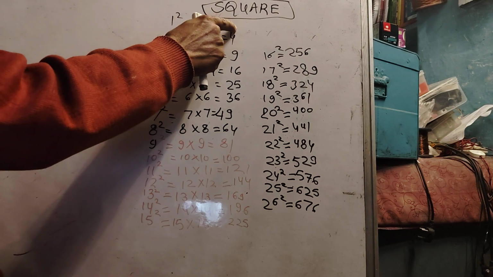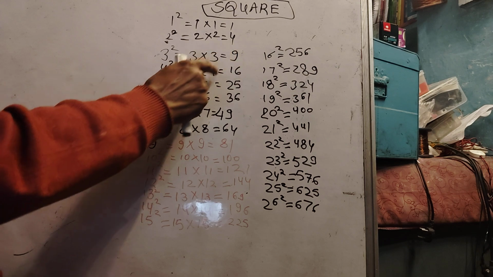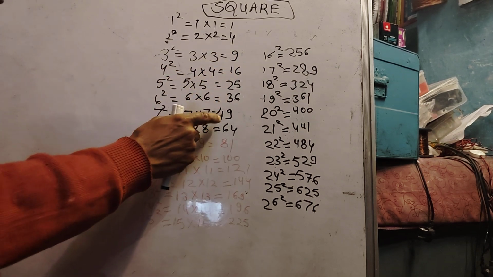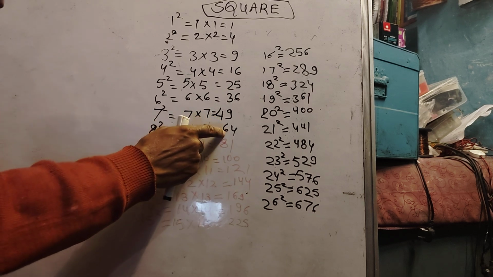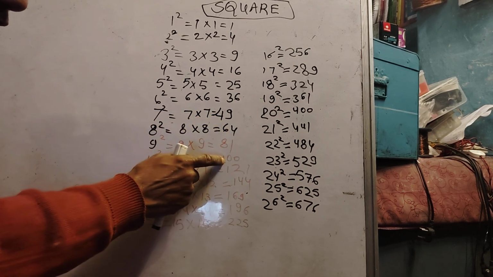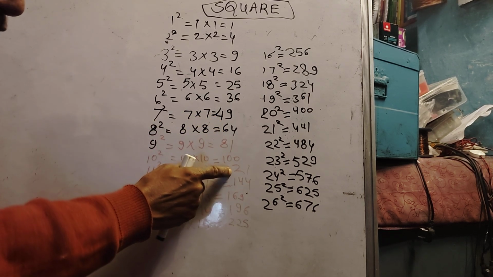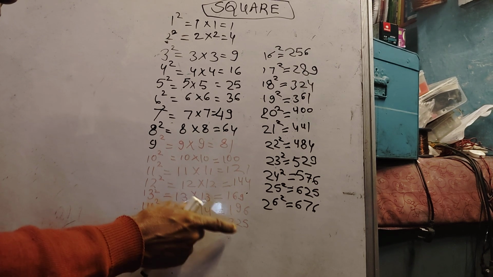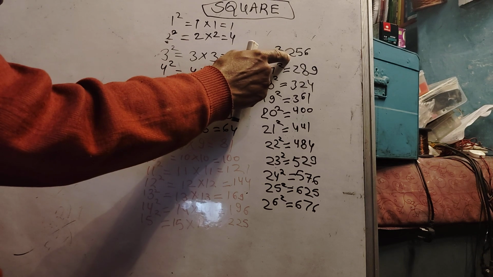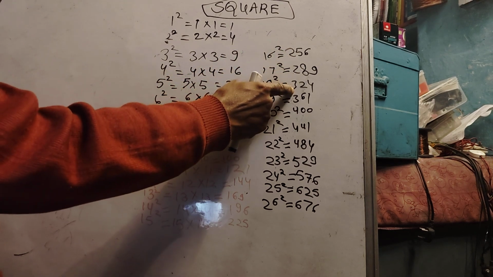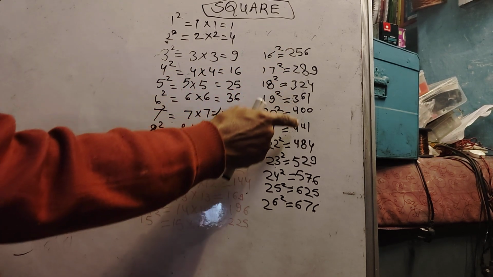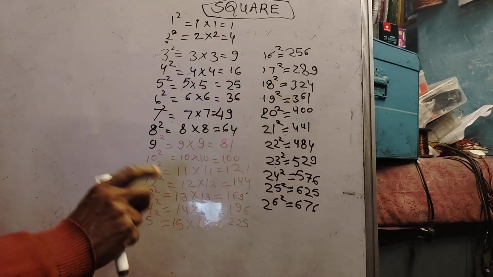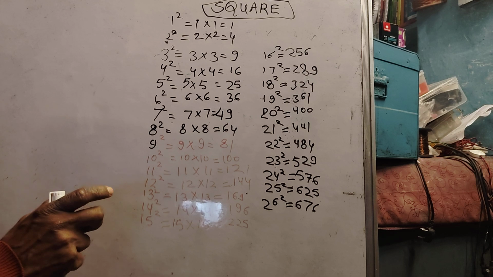Look, 1, 1, 2 and 4, 3, 9, 4, 1, 6, 5 2 5, 6 3 6, 7 is 49, 8 6 4, 9 8 1, 10 is 100, 121, 144, 169, 196, 225, 256, 289, 324, 361. Yeah, I think you understood what I am telling you.